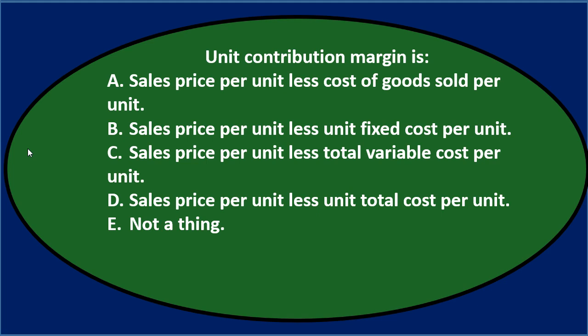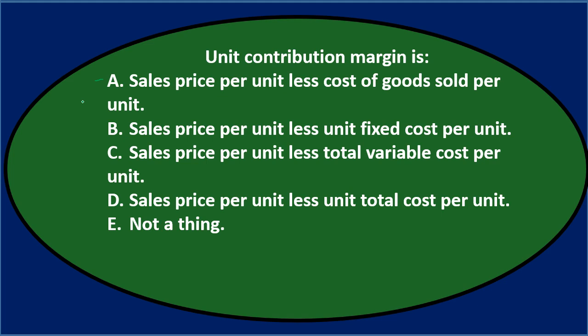Unit contribution margin. Remember that when we talk about the contribution margin, we often think about it in total or in units. So now we have the unit contribution margin. A, sales price per unit less the cost of goods sold per unit. I'll keep that for now because that probably sounds kind of familiar.